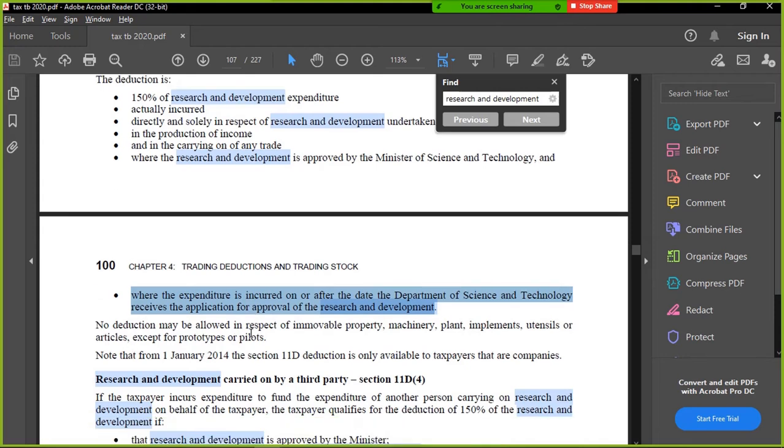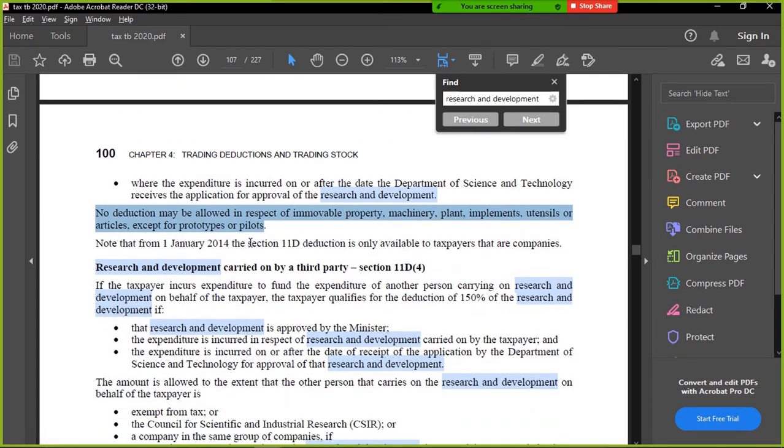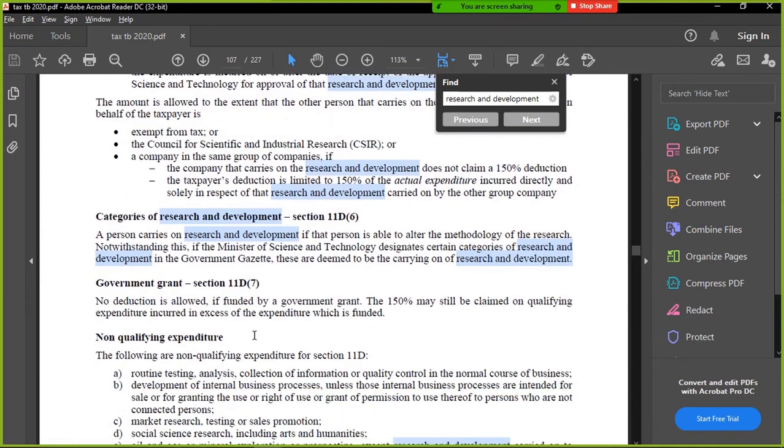No deduction may be allowed in respect of immovable property. Notice that. Immovable property, machinery, plants, equipment, utensils, or articles except for prototypes or pilots. So what did we have here? Did we have a prototype? Was there a prototype or a pilot? No. Do you agree? Yes. Note that from January 2014, the 11D deduction is only available to taxpayers that are companies. That's fine. Research and development carried on by a third party, we don't need that. I think that was it. This is just there.